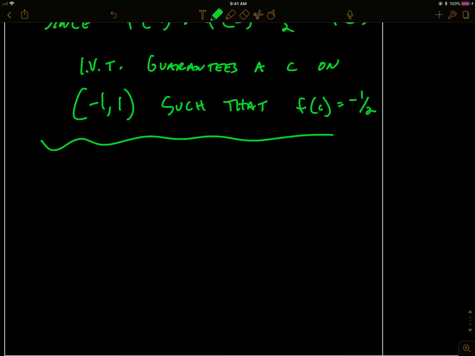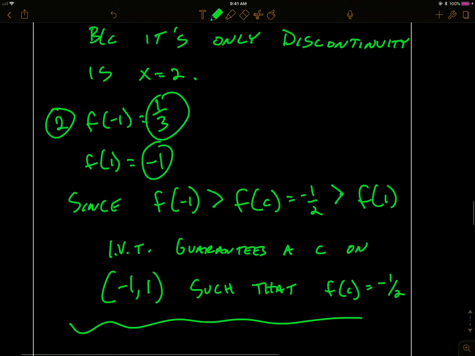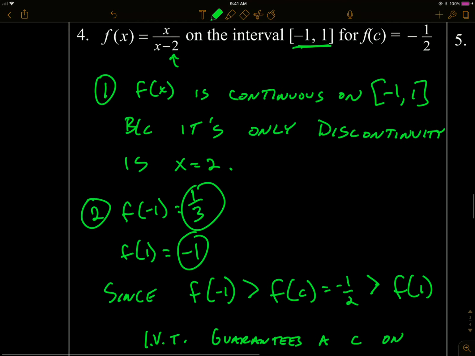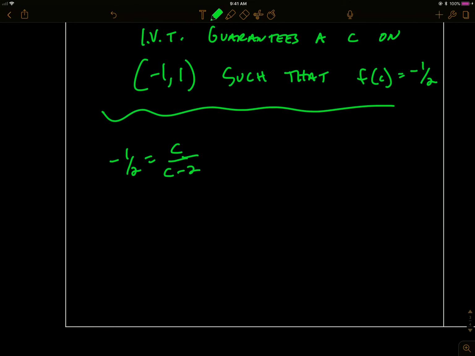We're going to actually find out what that c is. So we're going to plug in, we want it to be -1/2, and we're plugging in c. So it's c over c minus 2. Let's do this one without a calculator. Let's do some practice solving here. I would probably cross multiply and get -c minus 2 equals 2c. -c plus 2 equals 2c. I add my c. I get 3c equals 2. c equals 2/3. So that would be my c.